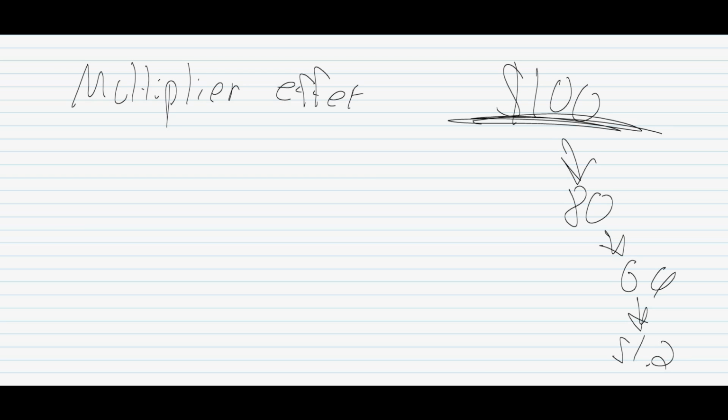So how are we going to calculate this, the multiplier? How much money goes to our economy and its impact? Well, it's pretty simple. 1 over MPS, or 1 over 1 minus MPC.